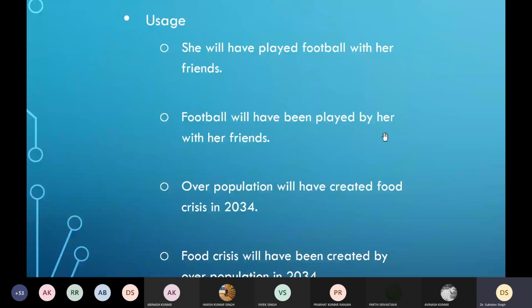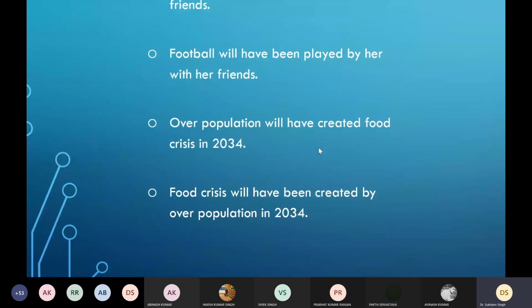So she will have played football with her friends is converted into passive: Football will have been played by her with her friends. Let us see the next sentence. Overpopulation will have created food crisis in 2034. Now we use the food crisis. Food crisis is the object in the first sentence.